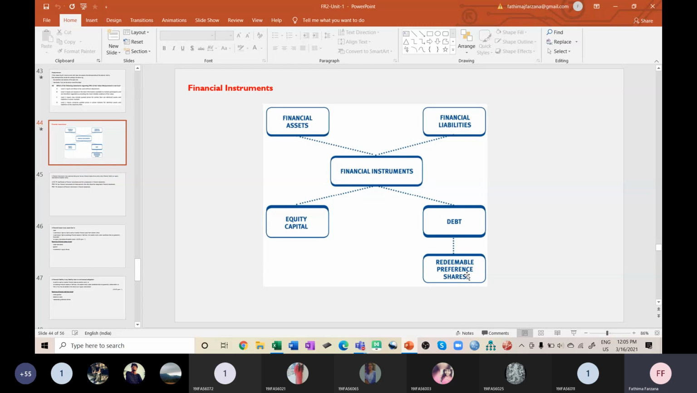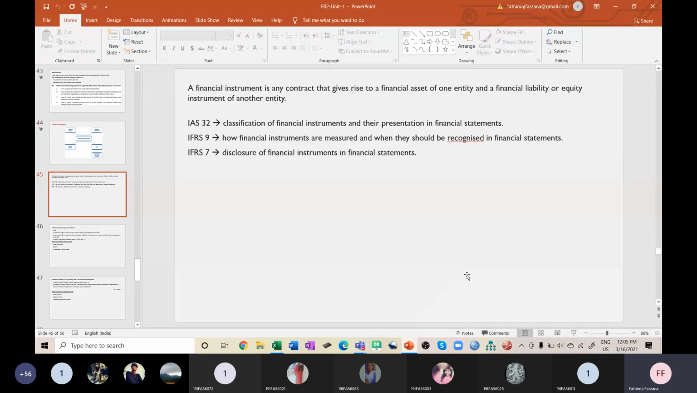And then what else? This particular IFRS 9 is actually a financial instrument standard only. We are learning only IFRS 9, which is the measurement of your financial instruments. But you have IAS 32 and IFRS 7. IAS 32 speaks about classification of financial instruments and their presentation, whereas IFRS 7 speaks about what all you are expected to disclose regarding financial instruments in your financial statements. So we are going to cover, with emphasis more on IFRS 9.